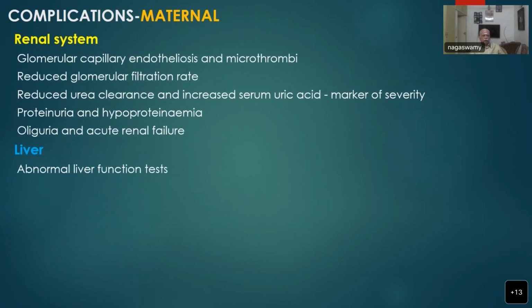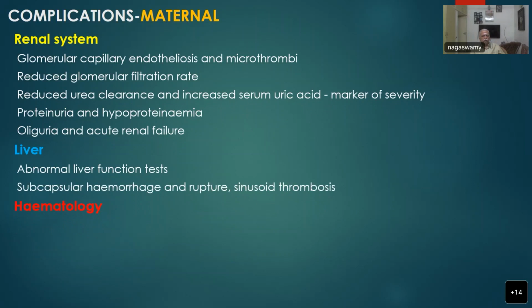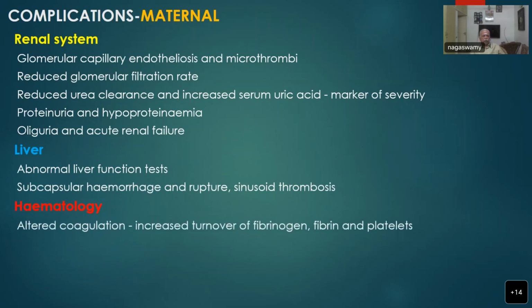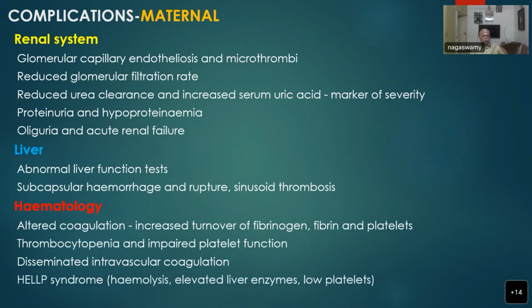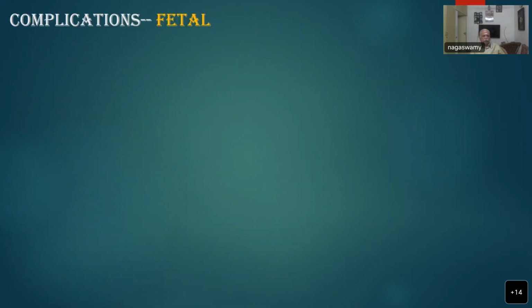In the liver, they can have abnormal LFT, subcapsular hemorrhage, and that is the cause of the right upper abdominal pain. Sinusoid thrombosis can happen. And in hematology, altered coagulation, increased turnover of fibrinogen, fibrin, and platelets, thrombocytopenia and impaired platelet function, disseminated intravascular coagulation. This is one of the most dangerous complications. If it sets in, mortality is very, very high. HELLP syndrome, again, is another hematological description.